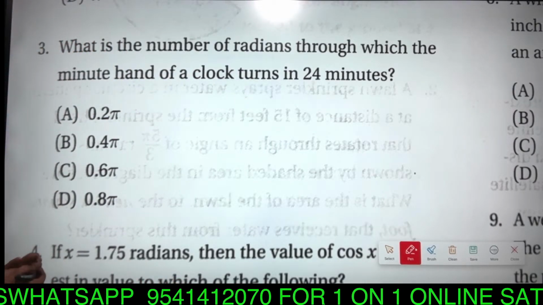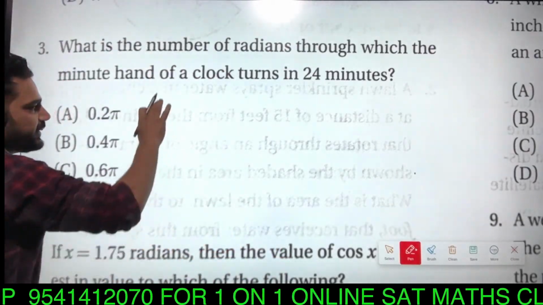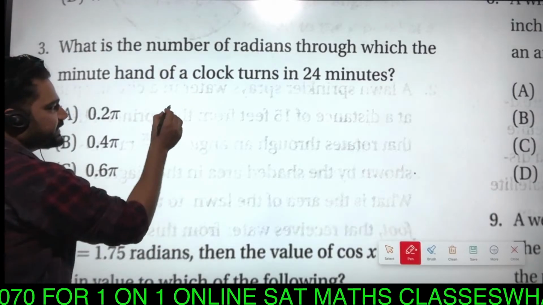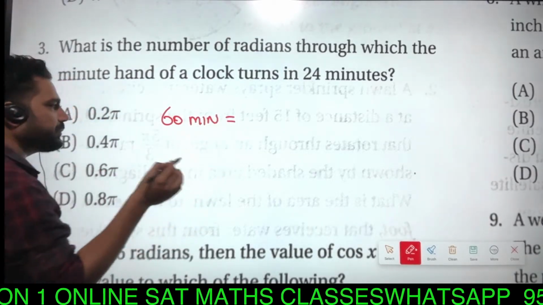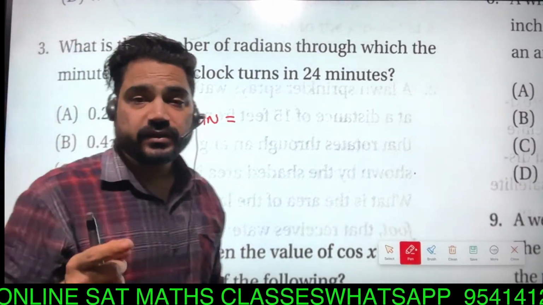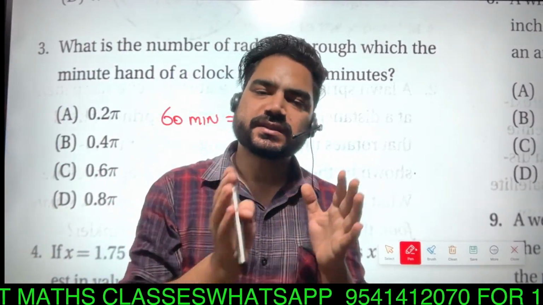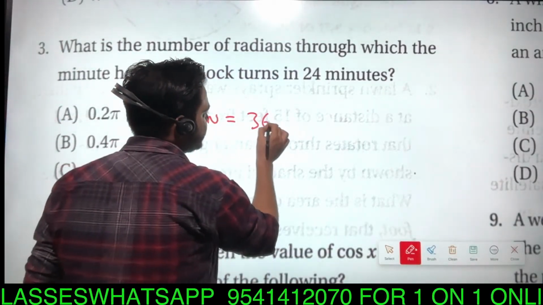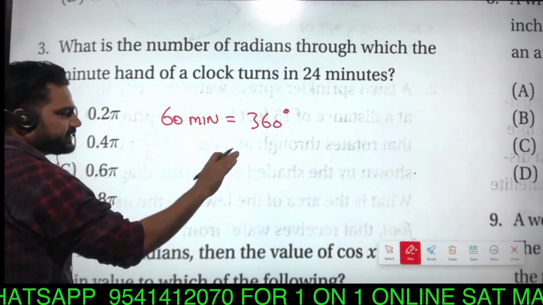Okay, now everybody knows the basics about a clock. In a clock, the minute hand completes a full revolution in 60 minutes. We know this. If the minute hand completes a revolution, that complete revolution means a 360 degree angle. So in 60 minutes, a 360 degree angle will be there. The minute hand will cover 360 degrees in 60 minutes.